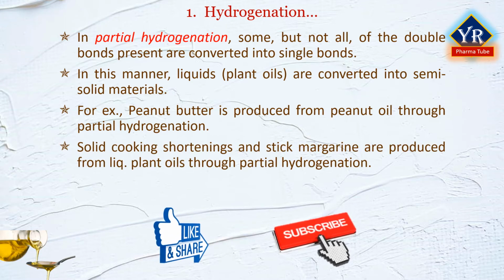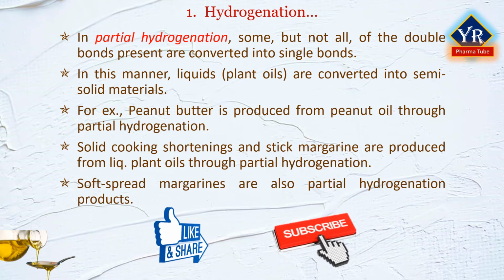Solid cooking shortenings and stick margarine are produced from liquid plant oils through partial hydrogenation. Soft spread margarines are also partial hydrogenation products. Here, the extent of hydrogenation is carefully controlled to make the margarine soft at refrigerator temperatures, that is at 4 degrees centigrade. Concern has arisen about food products obtained from hydrogenation processes because the hydrogenation process itself converts some cis double bonds within fatty acid residues into trans double bonds.